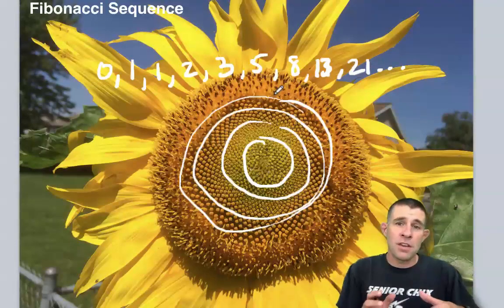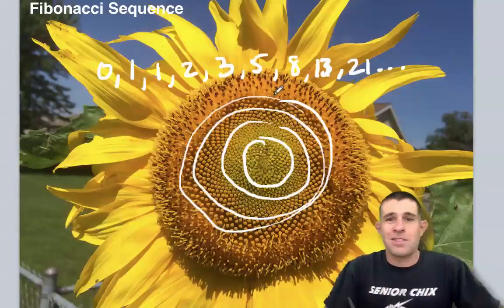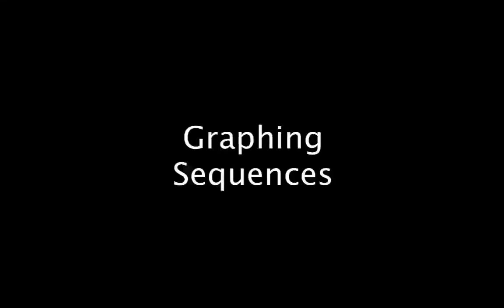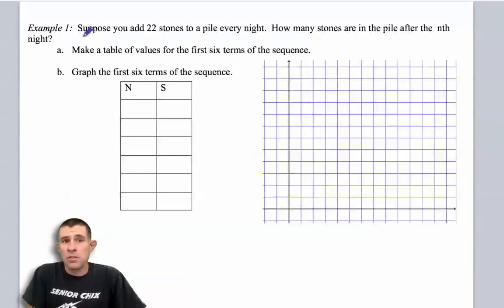Today we're going to be taking a look at graphing explicit and recursive formulas for sequences. So far over the course of the year, we've talked about both explicit and now recursive formulas for sequences. Today we're going to take a look at graphing those sequences. So let's take a look at example 1.